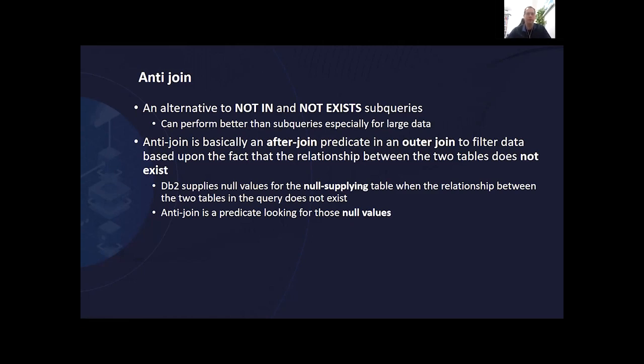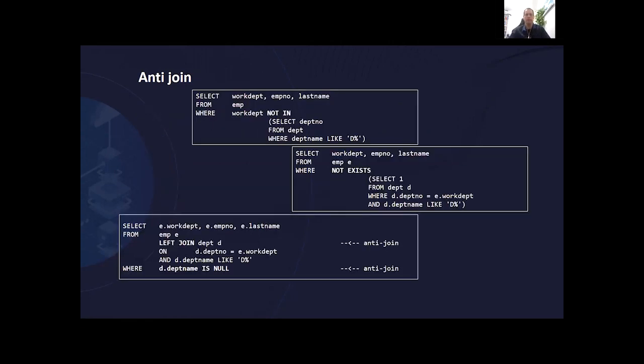But what it is, so antijoin is basically an after-join predicate in an outer join to filter data based upon the fact that the relationship between the two tables does not exist, which means that this antijoin is a predicate looking for those null values, right? Example on the next slide.